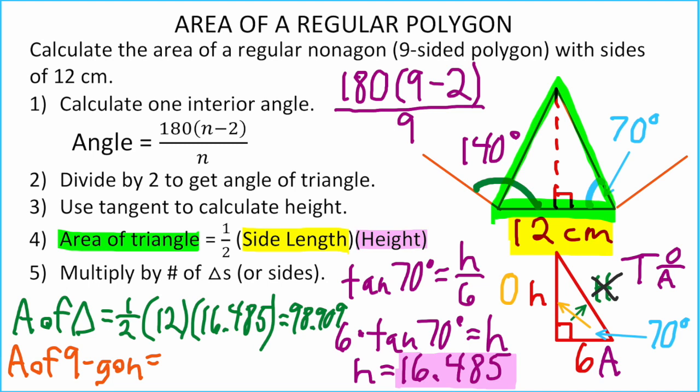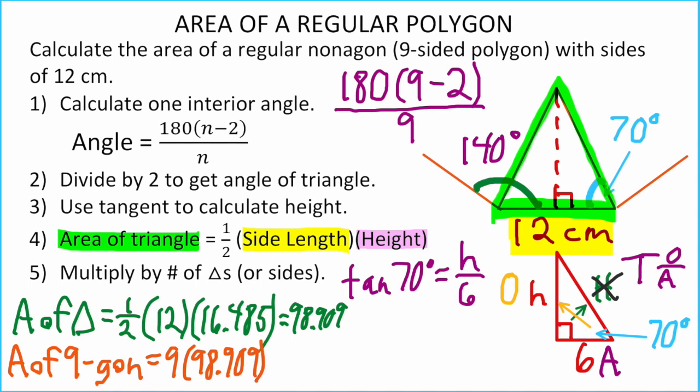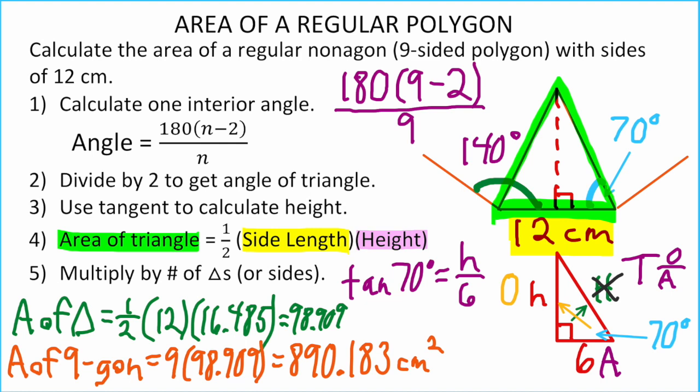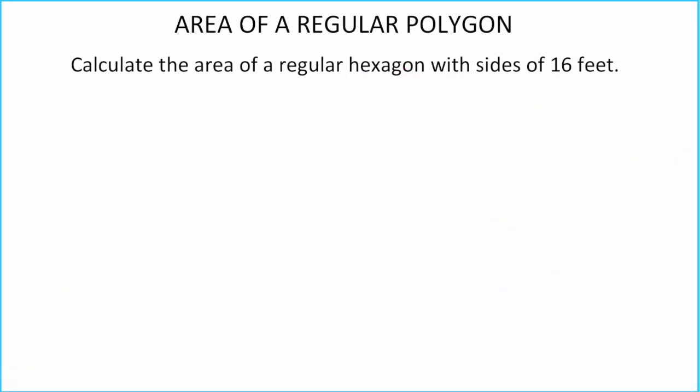So our final step is to multiply 9 by our area of the triangle, 98.909. And my final answer is 890.183 square centimeters. Now, if you do it on your calculator, you will probably get 890.19. The difference there is I didn't round the answers as I got them. I kept each answer on the calculator and just went from step to step, and that's how you get a more exact answer. Next problem.